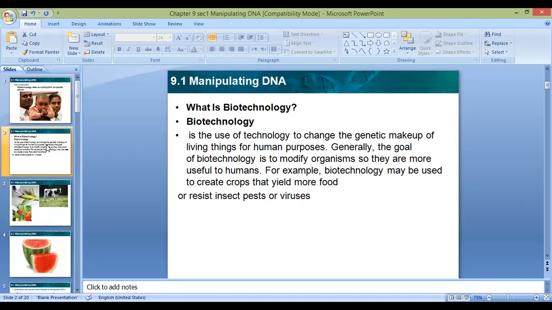So, what is biotechnology and why do they use it? To change the genetic makeup, to change the genes of living things for human purposes, to modify some genes in animals, in plants, and many organisms for our purposes. And also sometimes this biotechnology can be used to control some disorders in humans. Okay, you understand?